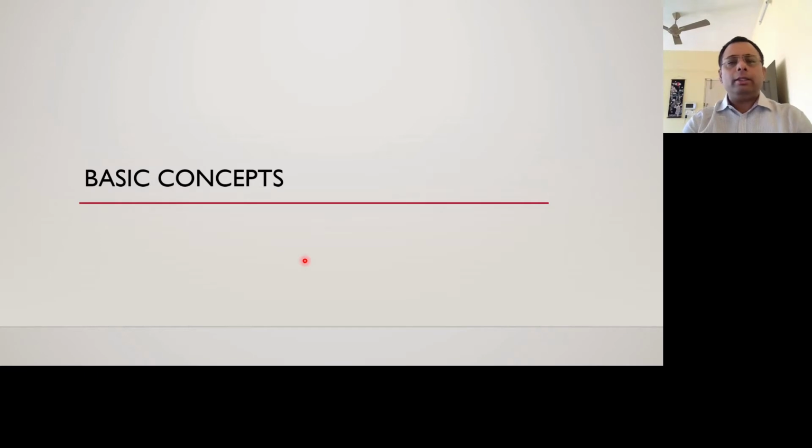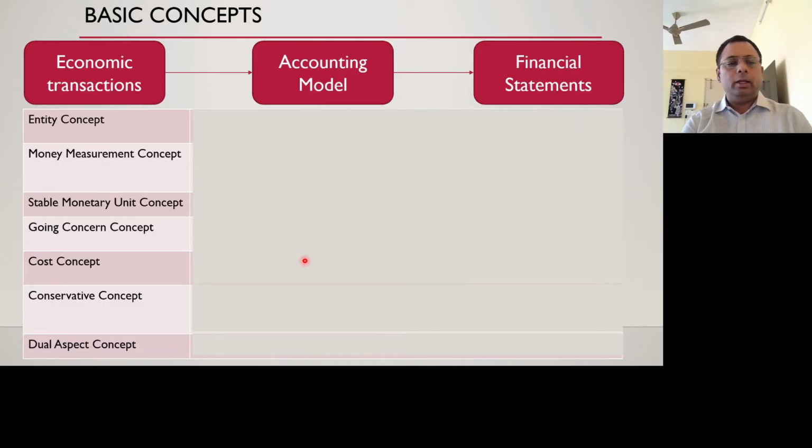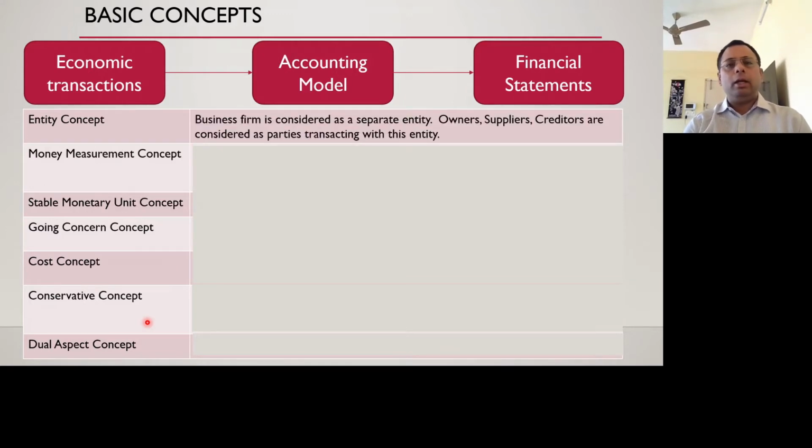There are some basic concepts while creating these financial accounting statements, and that's what is listed here. I'll cover each of these in this section. First, the entity concept, which says that owners, suppliers, and creditors are considered parties transacting with the entity. The business is considered a separate entity. Suppose a person X creates a business, that business is treated as a separate entity apart from the person.